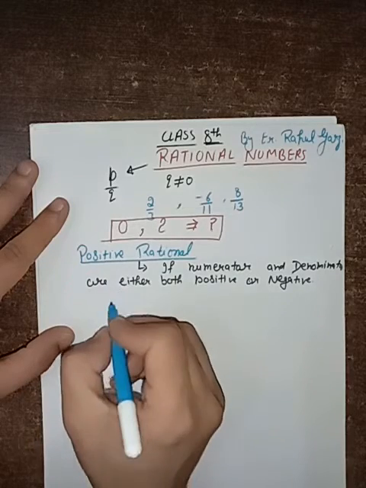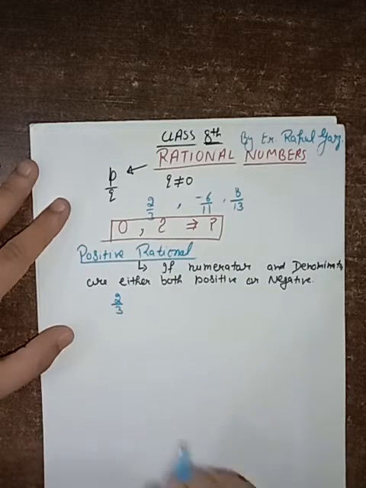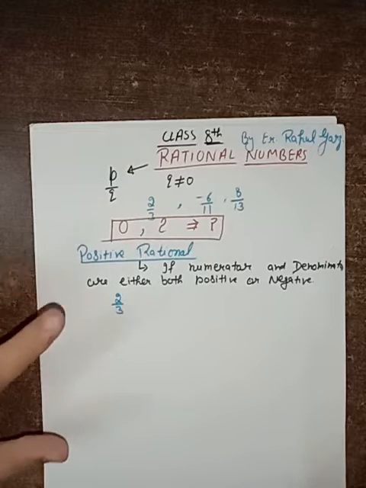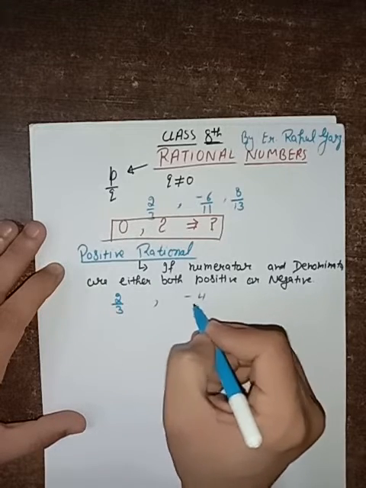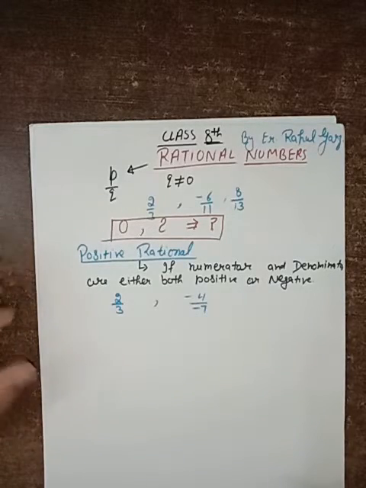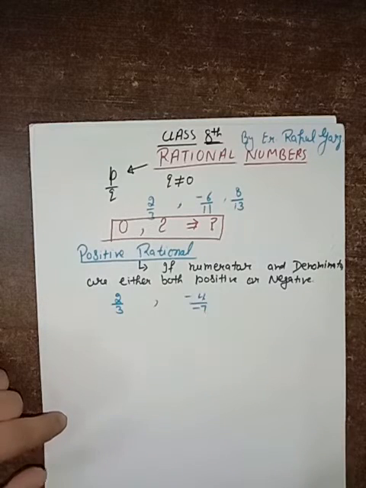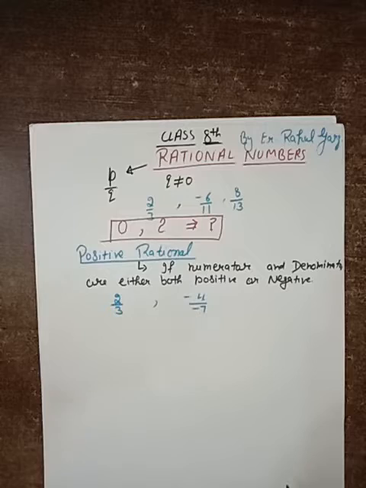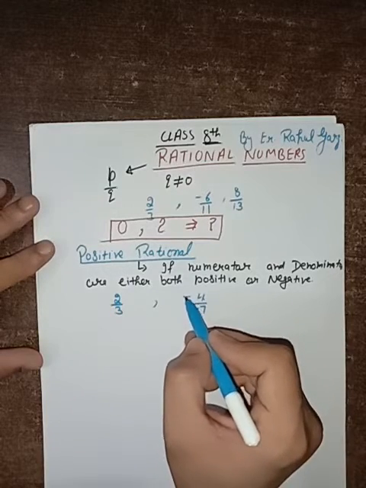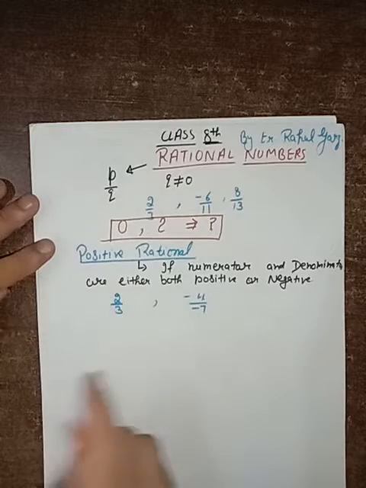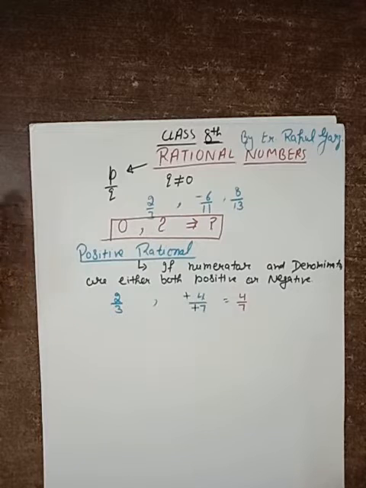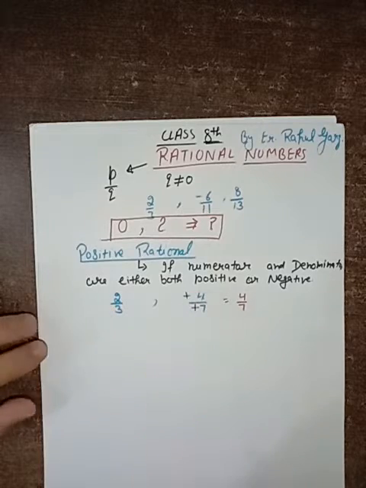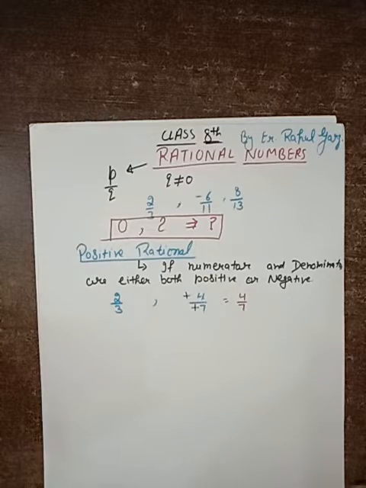Example, if I am saying both numerator and denominator are positive, then this is a positive rational number. Now if this is minus 4 divided by minus 7, means numerator is negative and denominator is also negative. If we cut this negative with the denominator negative, then it will become 4 by 7, which is a positive number. Hence, for a positive rational number, there must be the same sign of numerator and denominator.